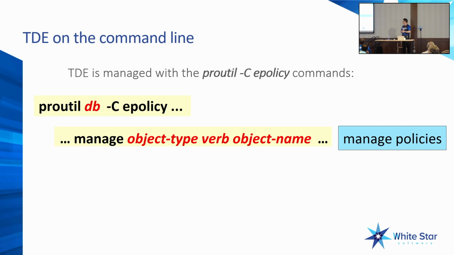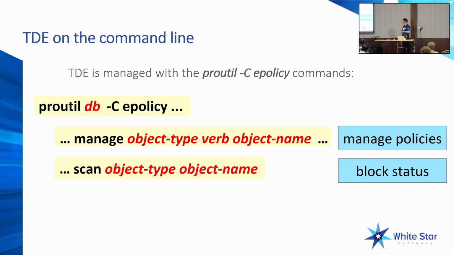So we've got pro-util e-policy manage, and then you can see the syntax there. There's a lot more to the syntax, as we'll see. But in general, it's object type, verb, object name, where object type is table, index, lob, or area. And this is for managing policies, both object policies and database policies.